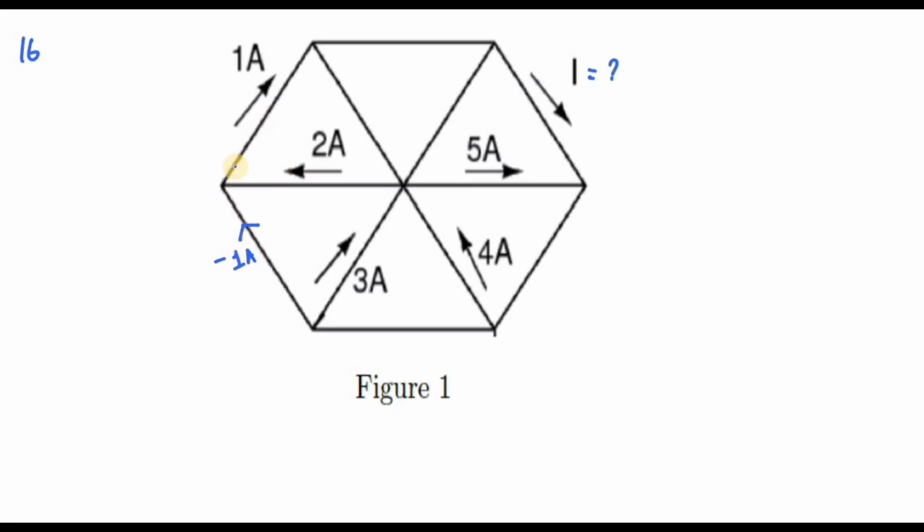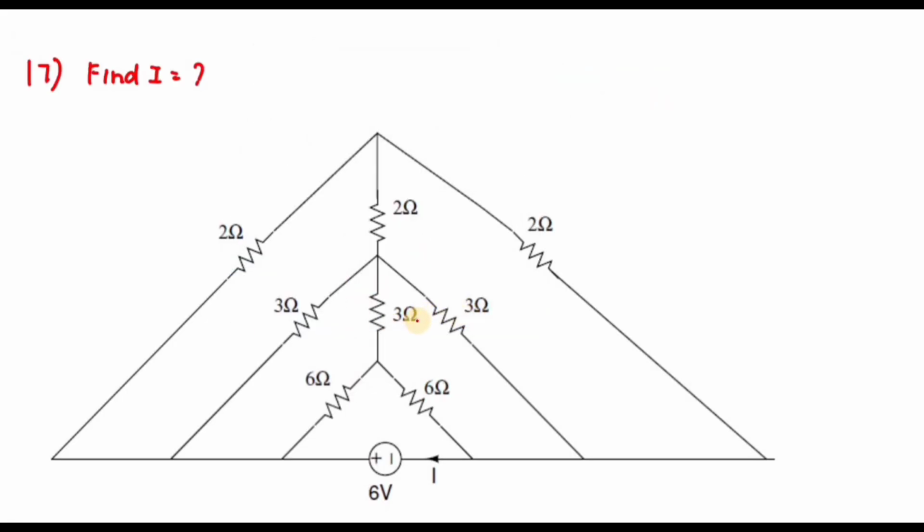So it is minus 1 plus 2, which is 1 amp. Likewise here, minus 1 plus 3 is 2, so I have to write 2 here. Then here also I can write it as 6 amps. So to get 6 amps, I have to make this I as 1, right? So the I value is 1 here, and this is what they have to find. So let us discuss the second problem.